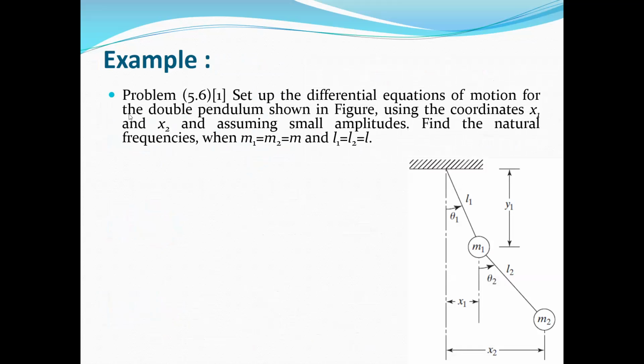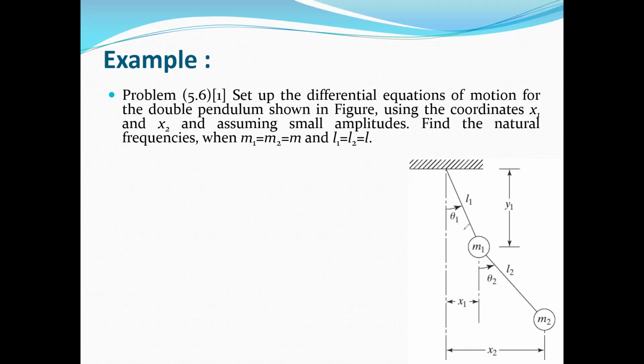Okay, we continue with another example. In this system, we want to set up the differential equations of motion for the double pendulum shown in the figure using the coordinates x1 and x2 and assuming small amplitudes. Find the natural frequencies when m1 and m2 are equal to m and L1 and L2 are equal to L.